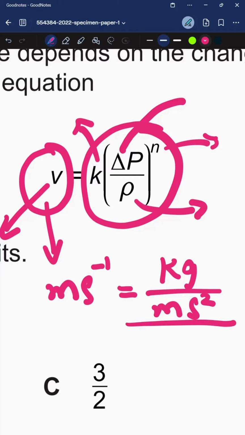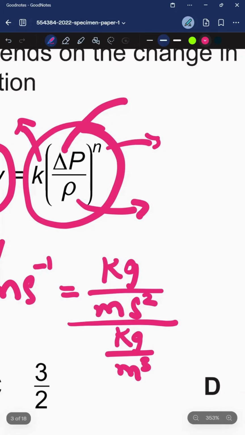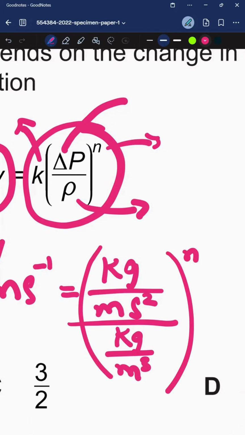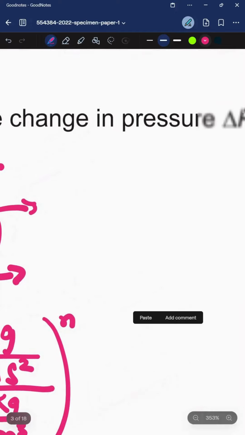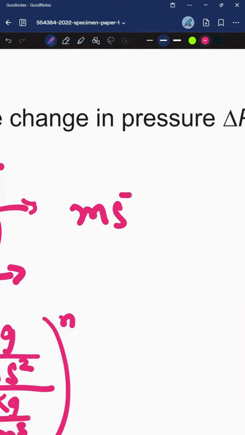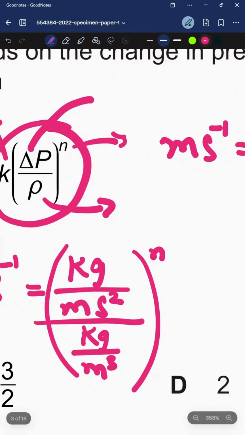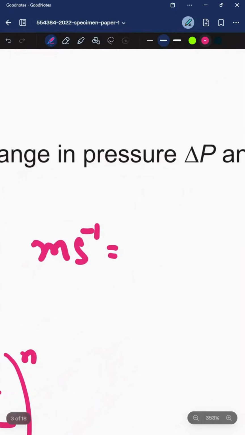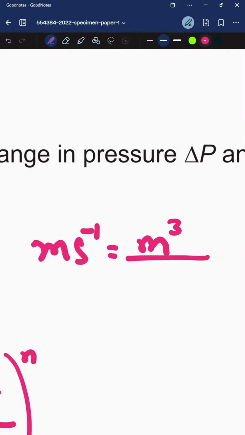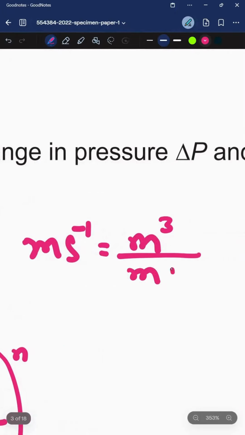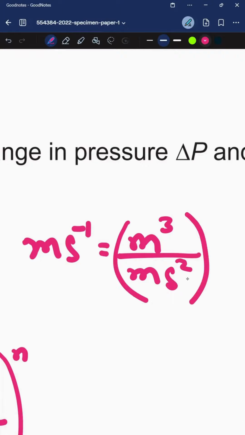The formula for density is mass per unit volume, so the unit will be kg per meter cubed. Now this whole is raised to the power n, and we need to figure out the value of n such that the equation will remain homogeneous. After simplification, meter per second will equal, so kg will cancel out with kg, and this will become meter cube over meter per second square raised to the power n.